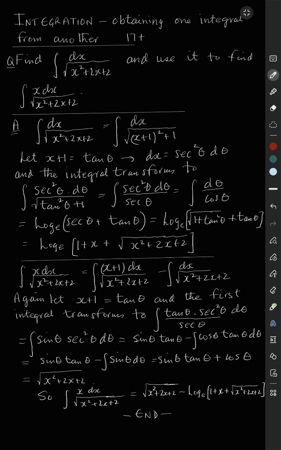And you can go on in similar vein, using similar methods, to find the same kind of integral when the numerator is x squared, and then x cubed, and x to the fourth, x to the fifth, and so on and so on.